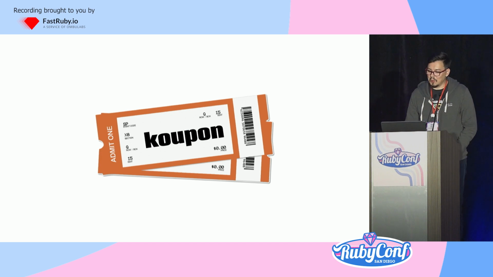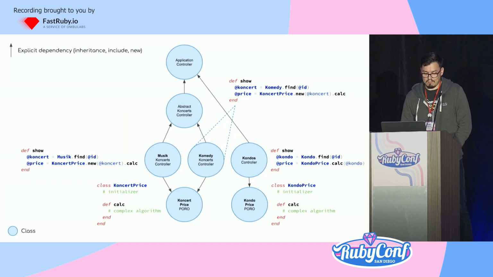So what happened to Coupon? Well, sadly, they didn't make it. Over time, their code became so complex that they were overrun by their more nimble competitors. Now, here's what Coupon could have done to save themselves. They could have rehydrated the pricing algorithms and extracted polymorphic classes that encapsulated their own data and behavior.